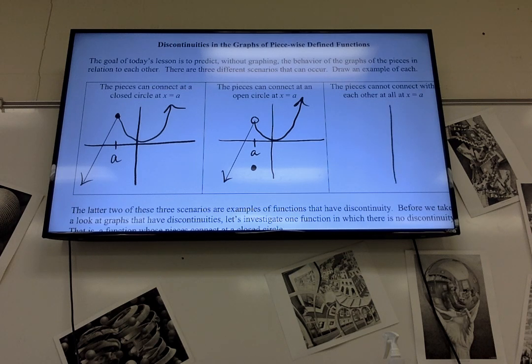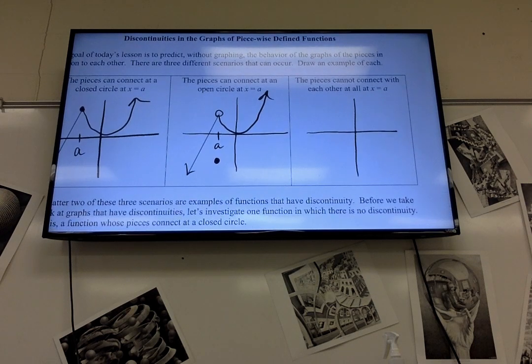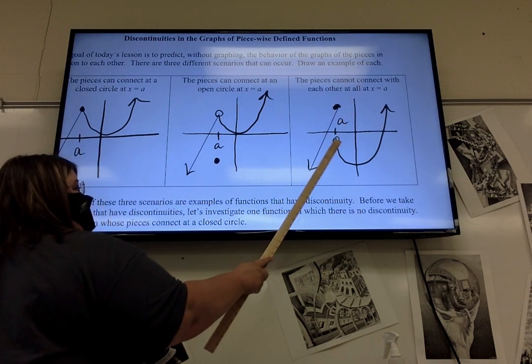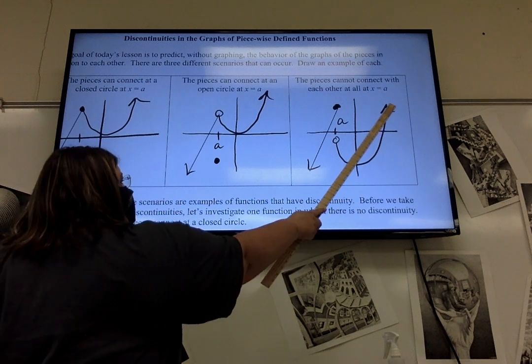And then you can have two that just don't connect at all at A. So this one's going to look a little bit different. So those two don't even touch. You follow it, you get to that point, and then you have to skip from there to here to follow it the rest of the way.